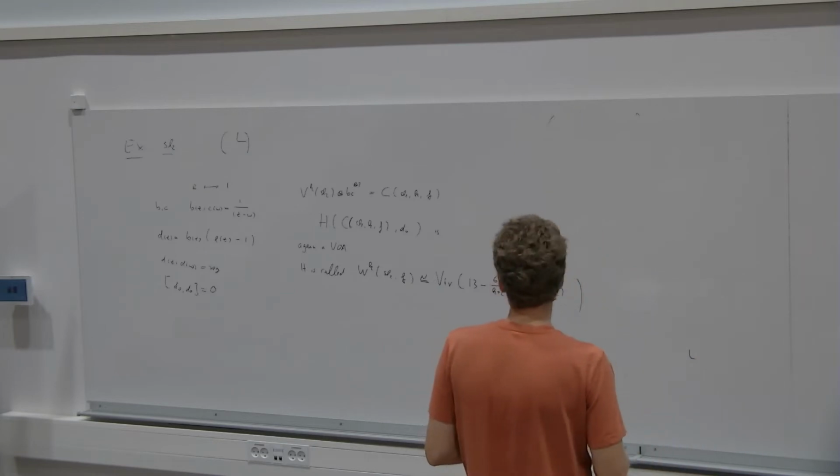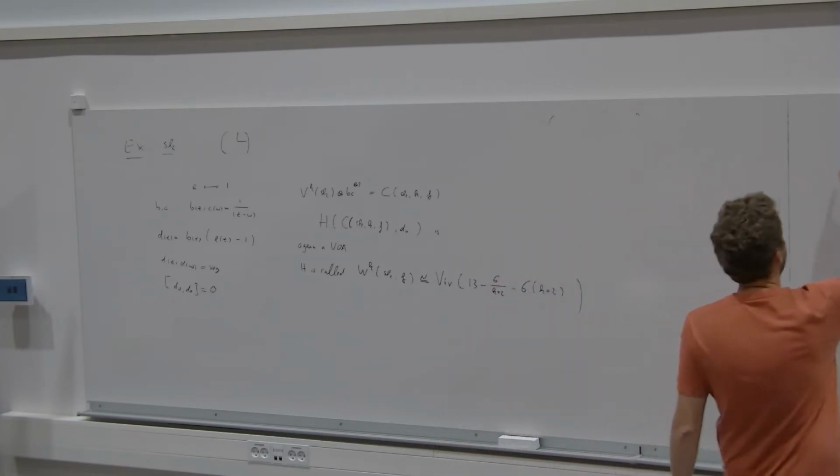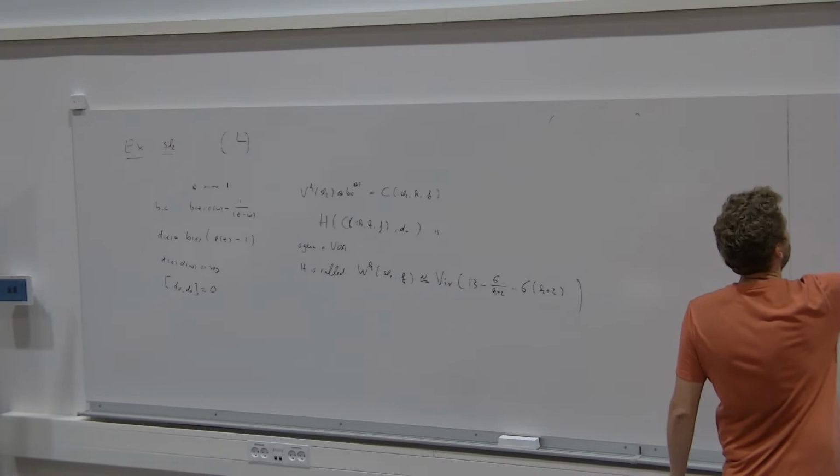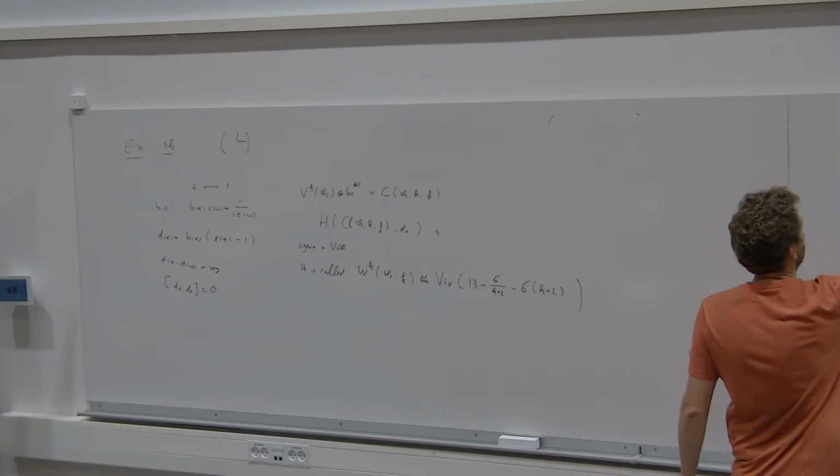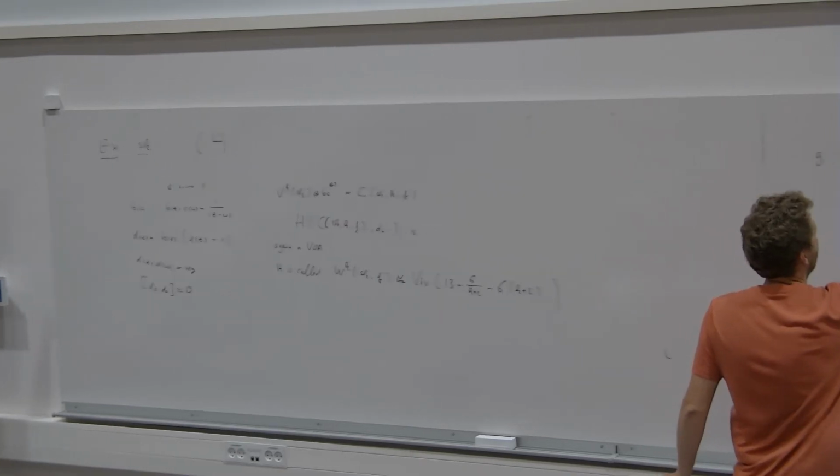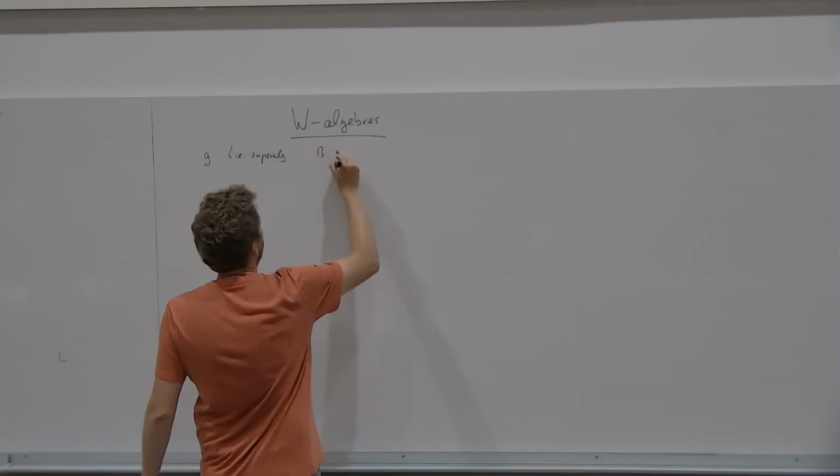So our setup is the following. We have a Lie superalgebra G together with a bilinear form.